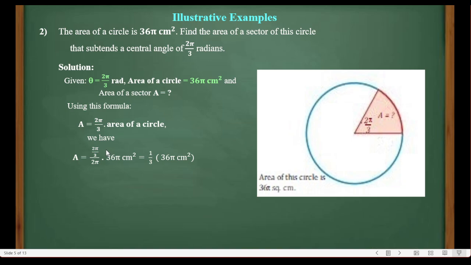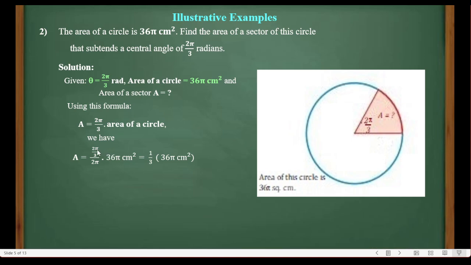Okay, so I was not able to include the formula that we used here to compute for the area of the sector. That is actually equivalent to the measure of the central angle in radians divided by 2 pi, then you multiply that by the area of the entire circle. Okay? And then from that formula we substitute the given value.